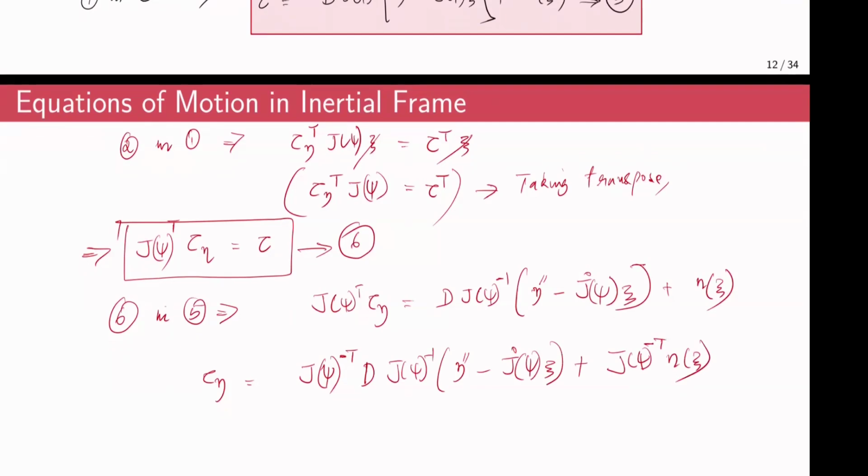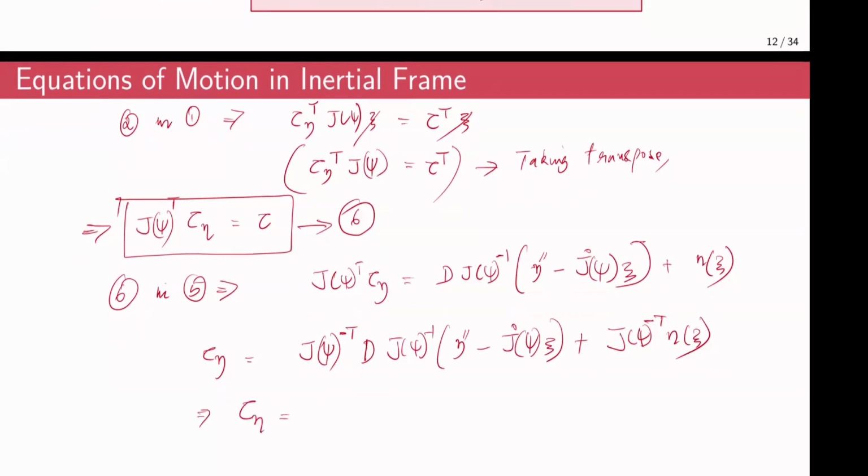That's how it is. Since we also know for a fact that this J of psi is a rotation matrix, and a rotation matrix is also an orthonormal matrix, the inverse of that matrix is its transpose, or the transpose is also its inverse. So essentially, we are taking the transpose here twice, or the inverse here twice. So that cancels itself.